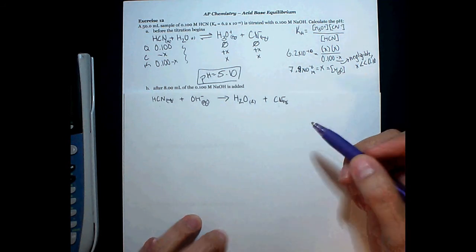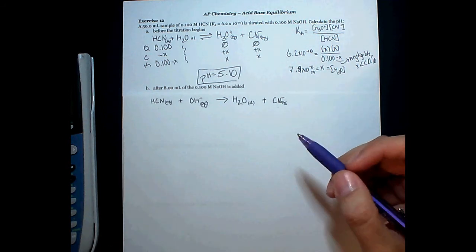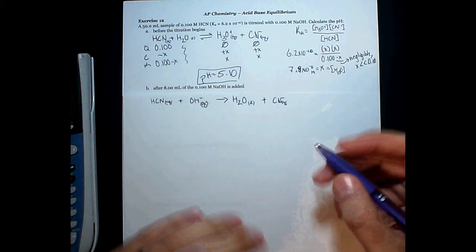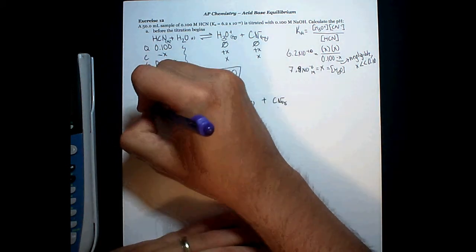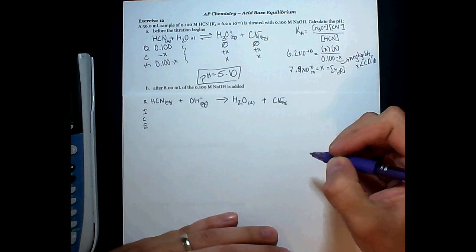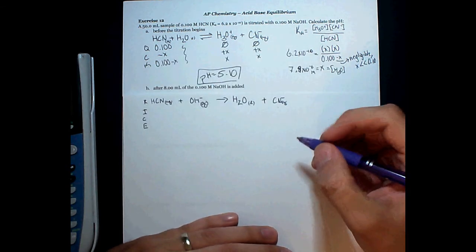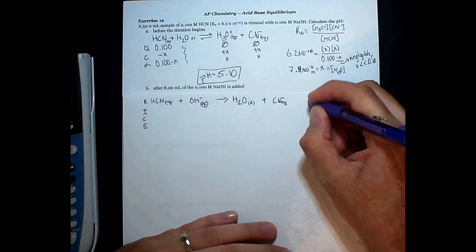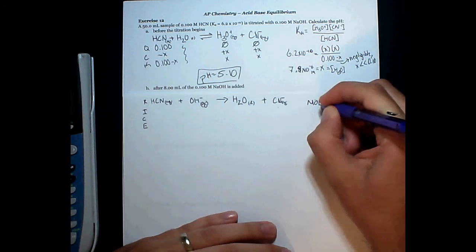Now I'm going to do a rice table. I'm going to do a rice table because it's stoich, just because I think it's the easiest way to organize what's going on. So in a rice table, we have to remember that we have to do moles.